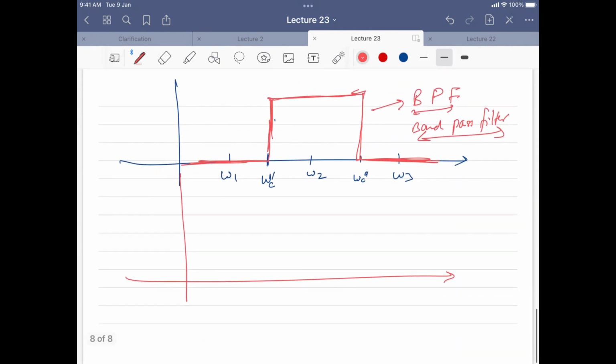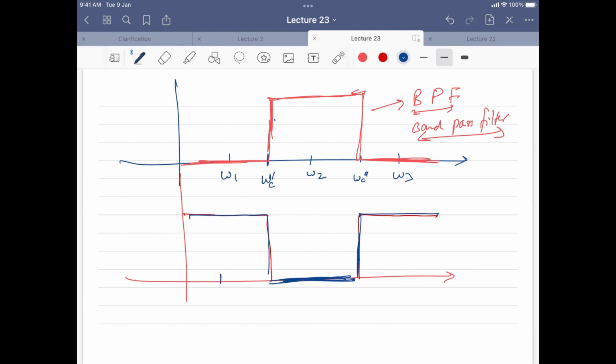So if I want to retain only omega 1 and omega 3 and reject omega 2, what will happen in that case? Sir, there it should be before omega c' and after omega c'', meaning it will delete the middle one. Right. So here, the characteristics will look like this.